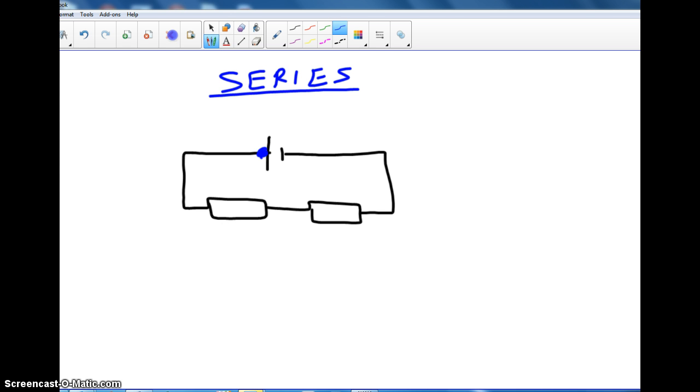Why is this circuit a series circuit? Here's the reason. Charge which leaves from the battery, right? Here's the battery, and it leaves from the big terminal. It goes out into the circuit, it passes through the first resistor, then through the second, and then it comes back up to the top.